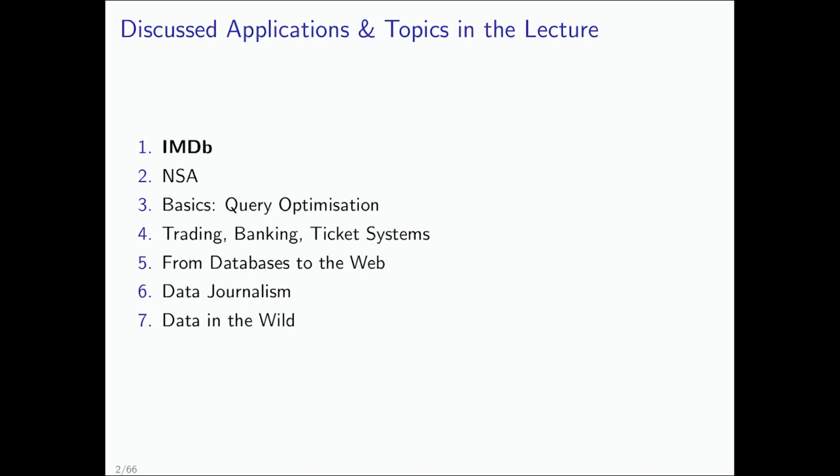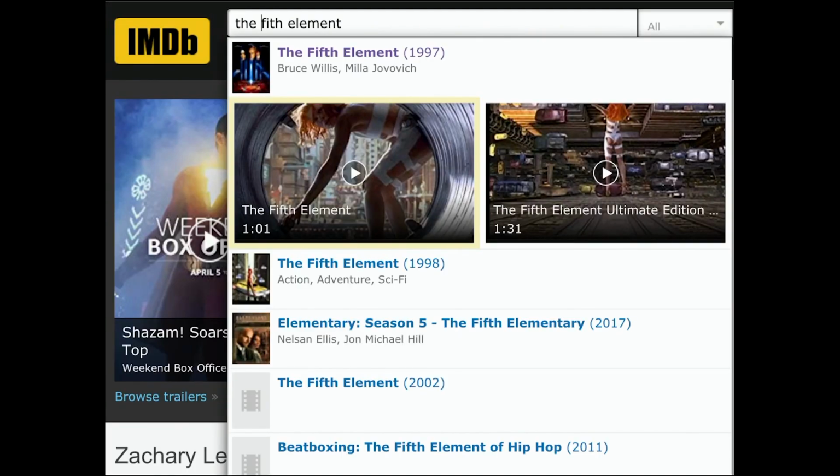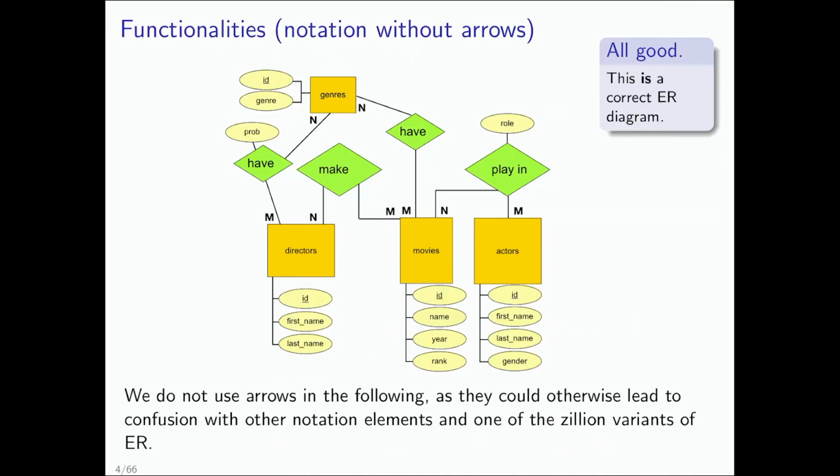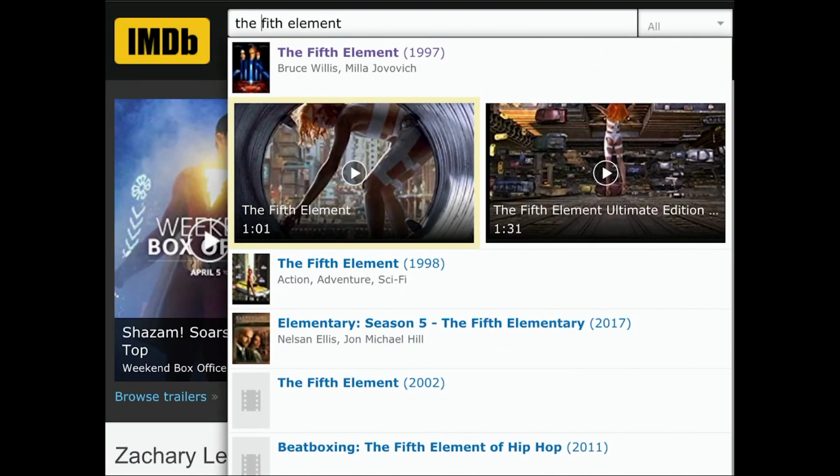We started with IMDb and I motivated the entire lecture through this web page IMDb, where you can look up information about specific movies, be it The Fifth Element or whatever movie you're interested in. I showed you a couple of screenshots. And then the question is, okay, what the heck? How do we model that information? How do we represent that information in a computer system?